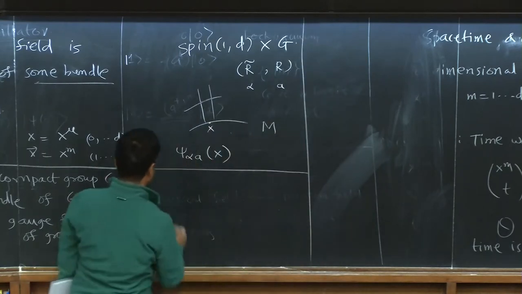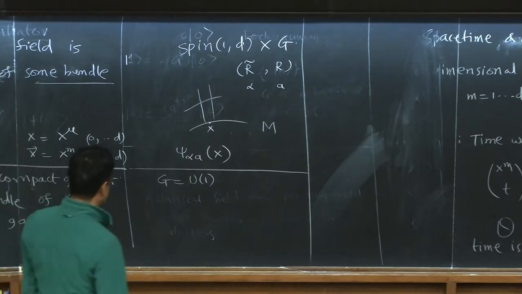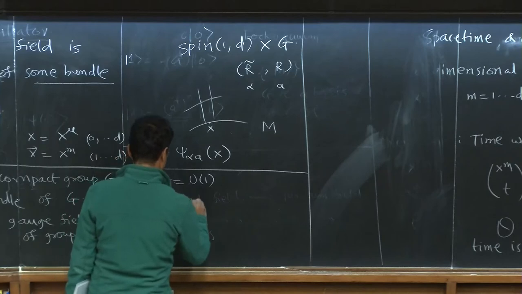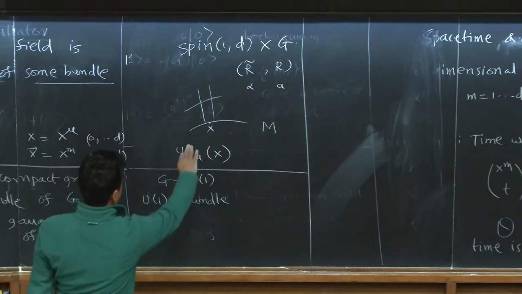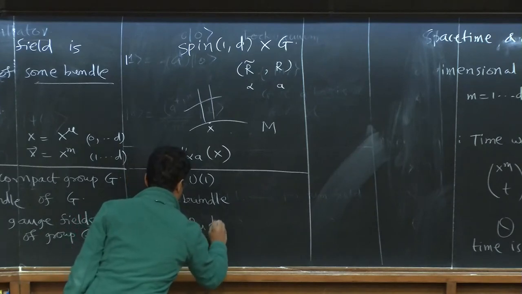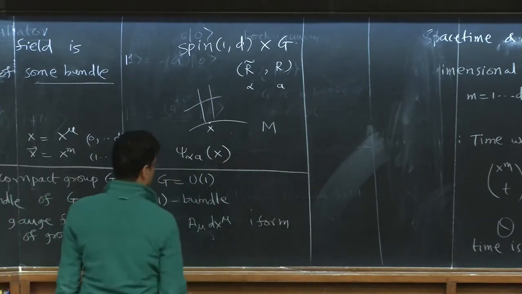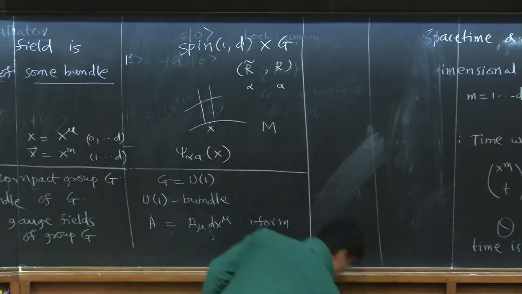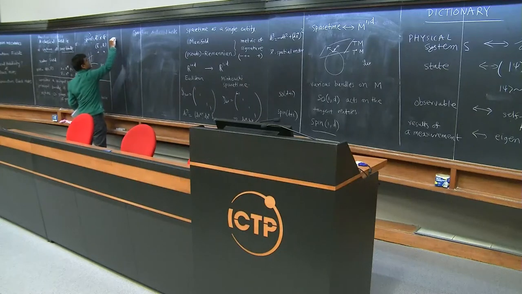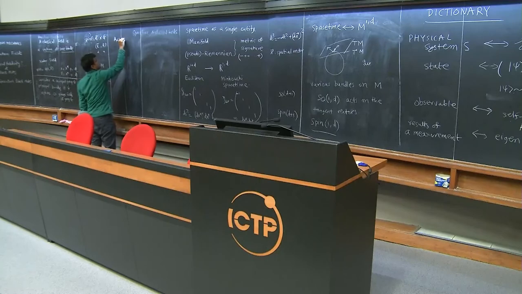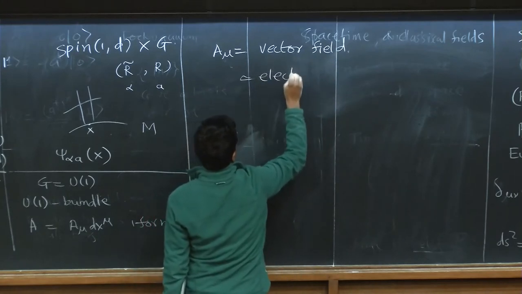In fact, the simplest group to consider is G equal to U(1). If you take a U(1) bundle and you define its connection A, then in some local patch you can write A equals A mu dx mu. It's a one-form, and physicists would call this A mu. It's clearly a contravariant vector field, or really a form, but it is known as the electromagnetic potential.